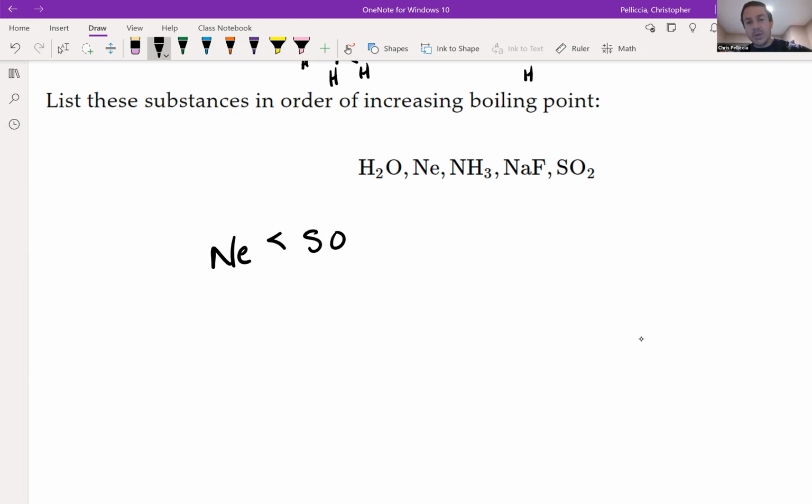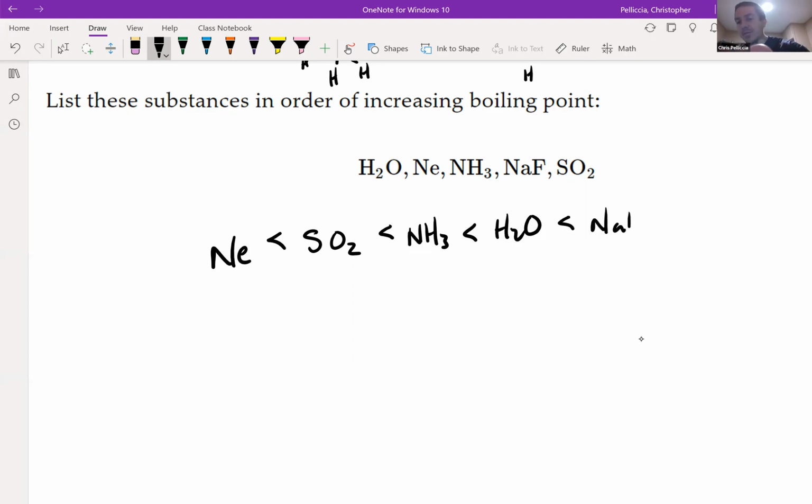Our next lowest will be SO2, going to interact via some dipole-dipole interactions, but that's going to be weaker than the hydrogen bonding that exists between NH3 and H2Os. Here we can look at the electronegativity difference and see that the difference between nitrogen and hydrogen is less than that between oxygen and hydrogen, telling us that the hydrogen bonds in water are significantly stronger.